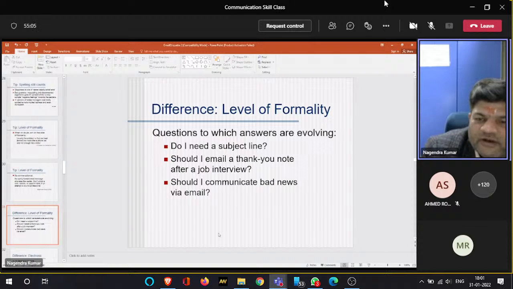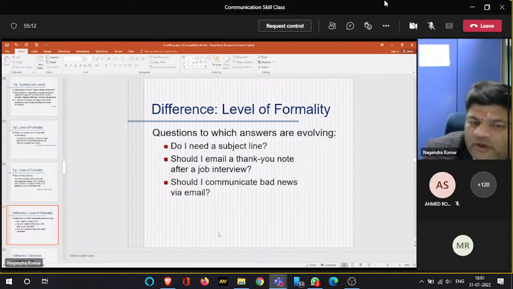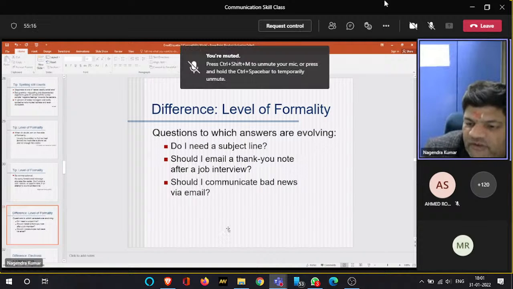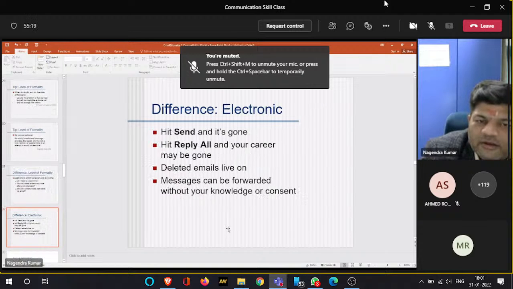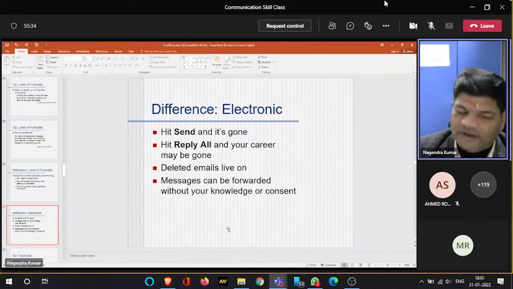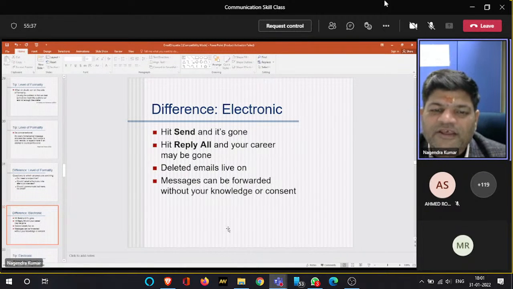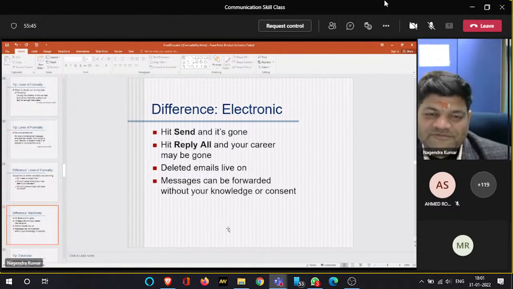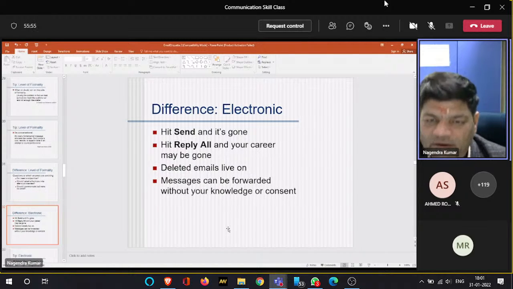Some questions to which answers are evolving are: do I need a subject line? Should I email a thank you note after a job interview? Should I communicate bad news via email? These are some of the questions that come to our mind. Hit send and it's gone. In electronic communication, people always say, as you may have heard a couple of times, that an arrow shot from the bow and a word spoken from the tongue do not return. What does it mean? It means that once you press the send button, your message is sent and there is no way you can take it back.